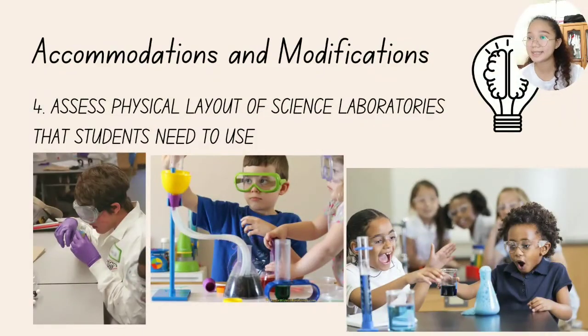The fourth one is to assess the physical layout of science laboratories that students need to use. So student accessibility is, as I've mentioned earlier with the classroom environment, the same thing is important for science laboratories. We should provide accessibility because student accessibility is likely to be the biggest concern for instructors planning to meet the needs of students with orthopedic impairments in the laboratory setting.